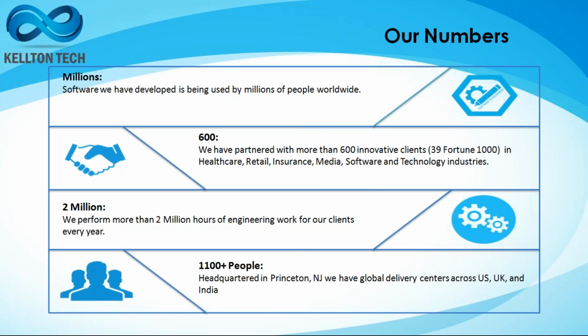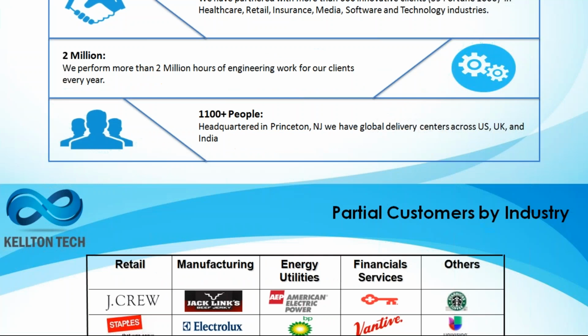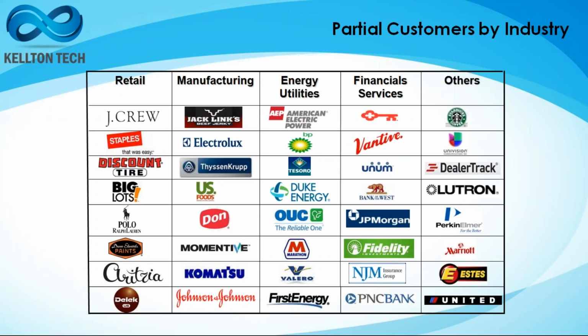This slide talks about a brief on numbers. We are a strength of 1100 people, headquartered in Princeton, New Jersey, and we also have our global delivery centers all across the US, UK, and India. We have partnered with more than 600 innovative clients, of which 39 are Fortune 1000 clients. We provide services in healthcare, retail, insurance, media, software, and technology industries. This is a partial customer-by-industry list. The list is way bigger than this.